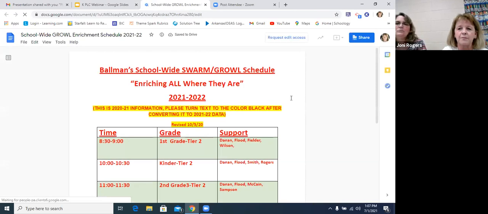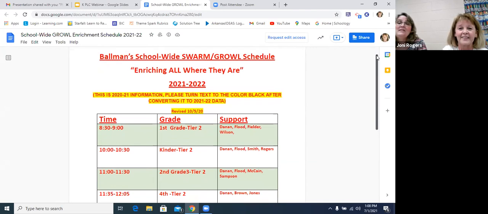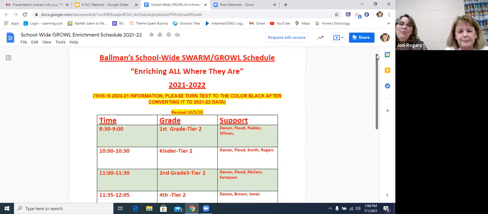This is just a sample of what our principal puts together for us. We take into account everyone's schedules for pull-out, lunch, and recess. And this is a sacred time. Nobody messes with swarm time. It has to be a significant reason as to why we cancel swarm. It's right up there with lunch. Our kids are going to go to swarm every single day. It is sacred time where we're going to be working with our kids.